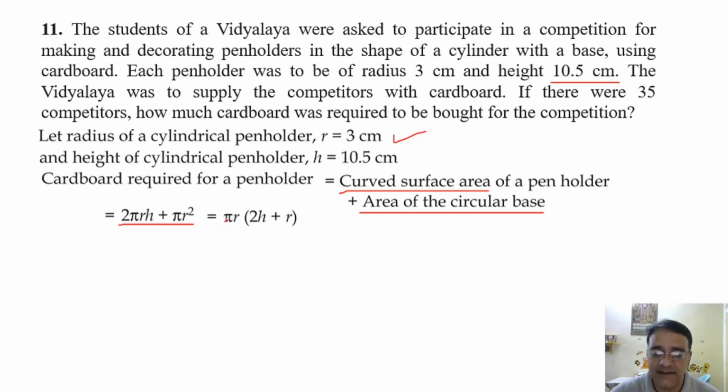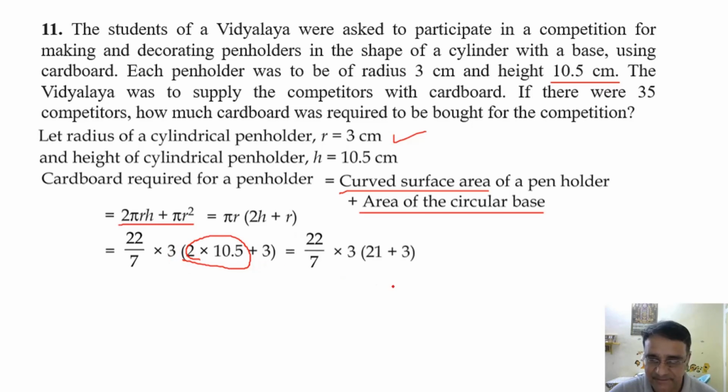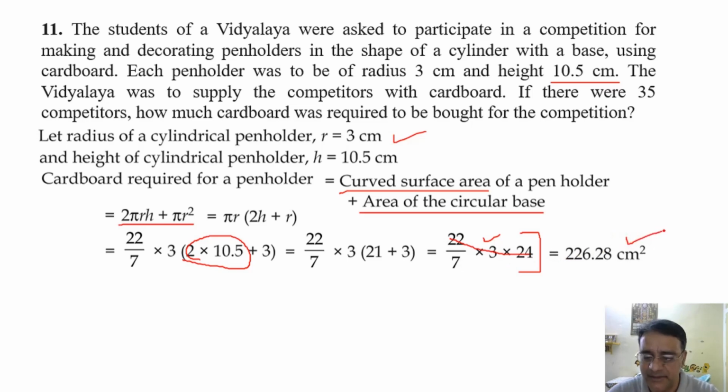So 22 by 7 into 3 into 2 into, 10.5 plus 3. So this will become 21 plus 3. So 22 by 7 into 3 into 24. What we will do, we will keep it like that. Or if you divide, what you will get, that I am going to show. Okay. And after keeping it like this, see how quickly the answer comes by solving. First we simplify everything in decimal. If you multiply all these 3 and divide by 7, we'll get 226.28 centimeter square. Round up, approximate.